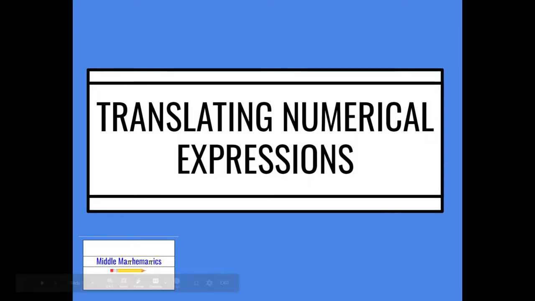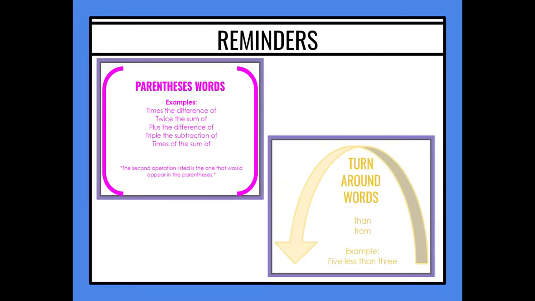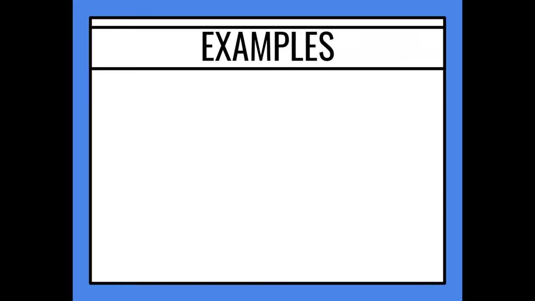Today we're going to talk about translating numerical expressions. So just a few reminders. I have a previous slideshow that goes over the different vocabulary for add, subtract, multiply, and divide, so those words might pop up again today. Also on that same slideshow, I have words that indicate when you need to use parentheses and what I like to call turnaround words, all of which will show up in our translations today. So let's look at some examples here.